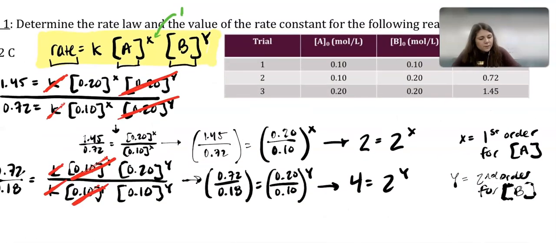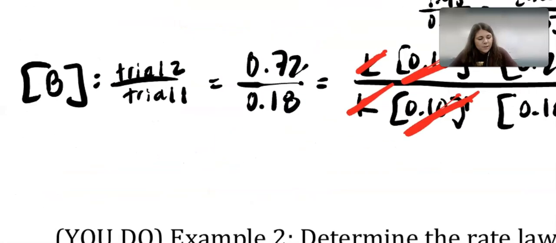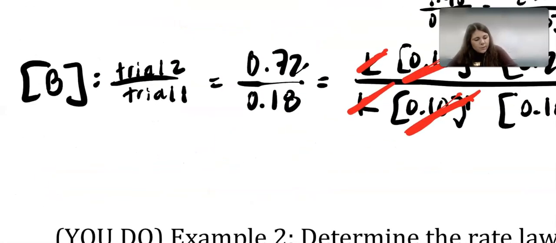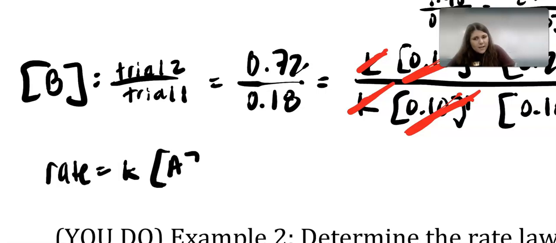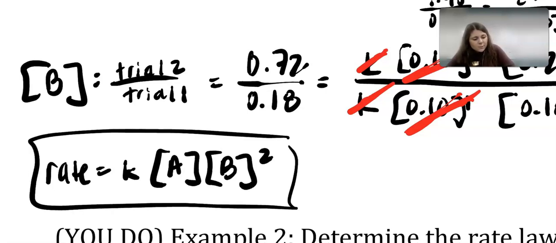Okay, so now that I have both of my orders for A and B, I can write my complete rate law expression. So here, my rate, I'm in green. Rate law expression is rate equals K, A to the power of 1, or just leave it how it is, and then B to the power of 2. And that is my rate law expression for this reaction.